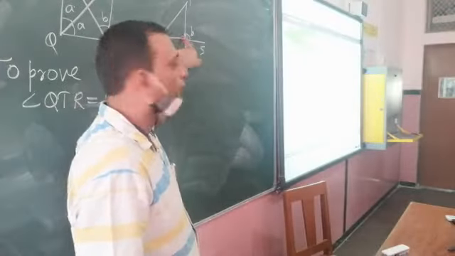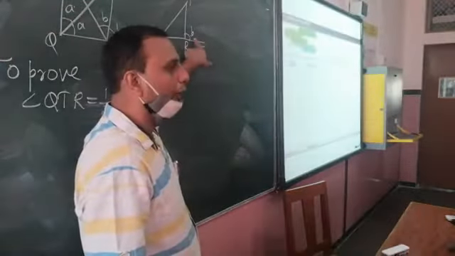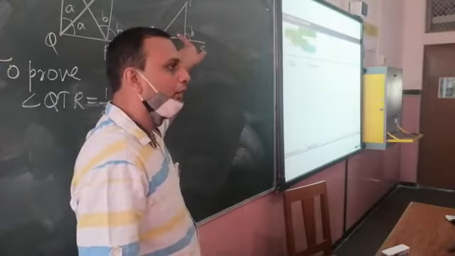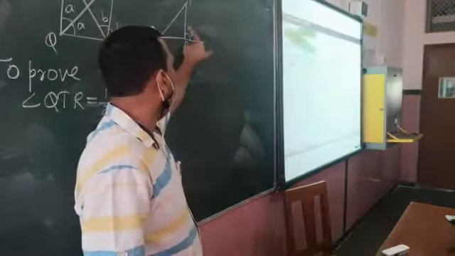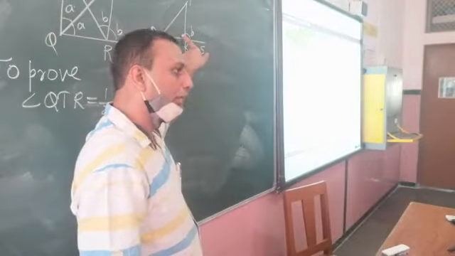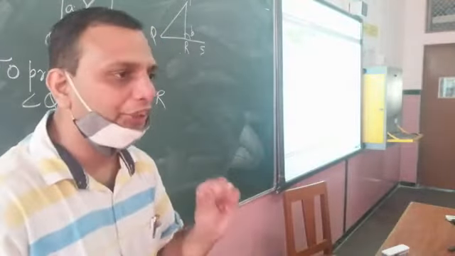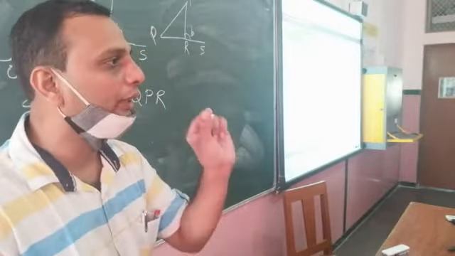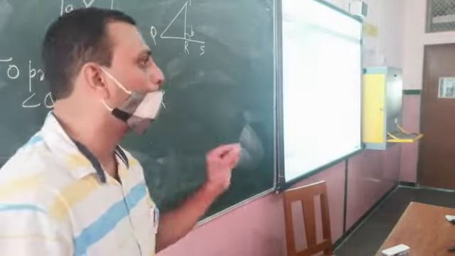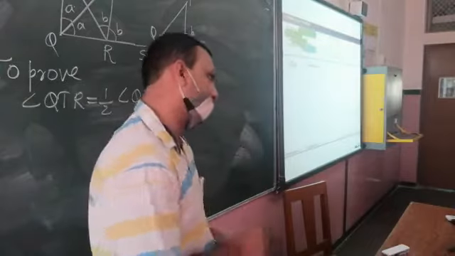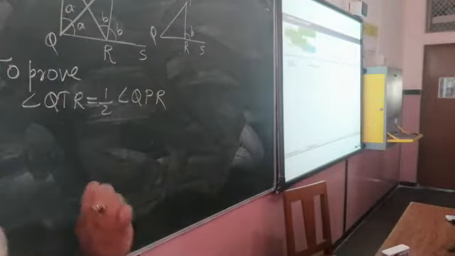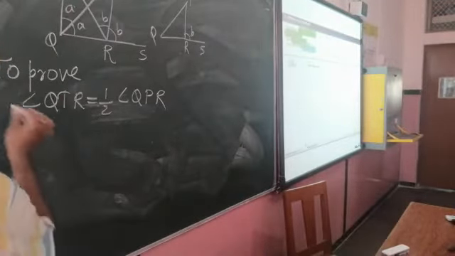Any doubt? So angle PRS will be equal to angle P plus angle Q, and it will never be equal to angle R because this angle is the adjacent angle. According to the exterior angle property, the exterior angle is the sum of two opposite interior angles. Got it? So we can write this one. This we have to prove.